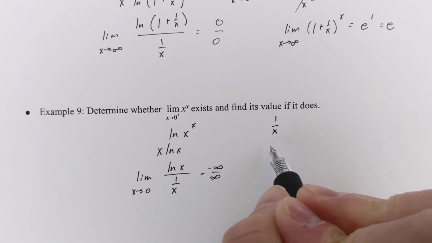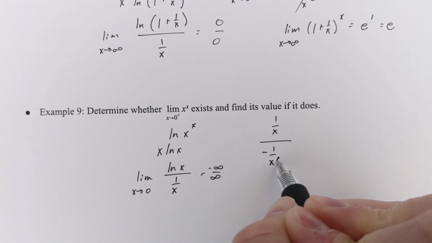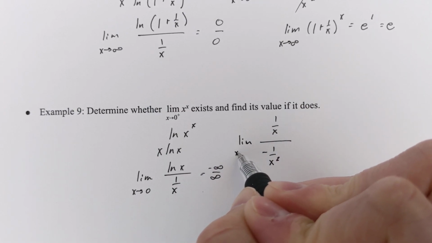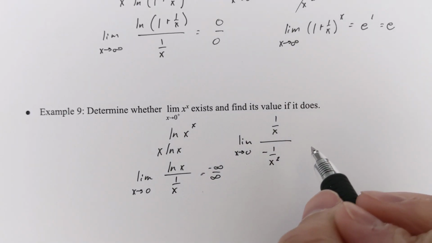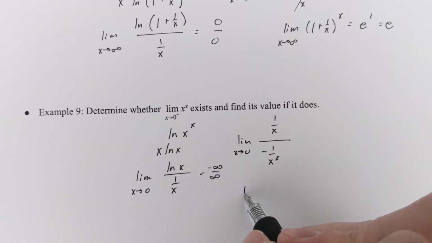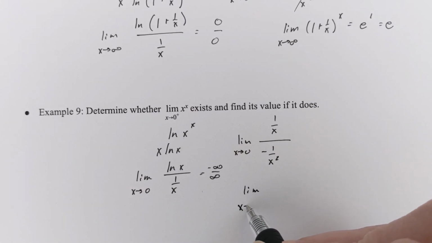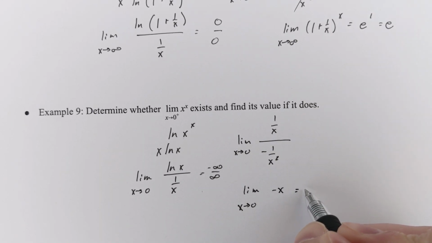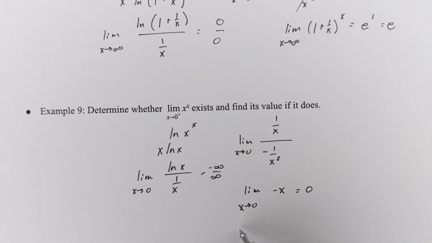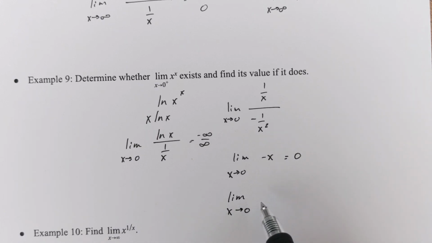So 1 over x over negative 1 over x squared. So we have this, which all just simplifies to the limit as x approaches 0 of negative x, which is 0. But since I took a natural log way back at the beginning, the limit as x approaches 0 of x to the x is e to that number, or just 1.